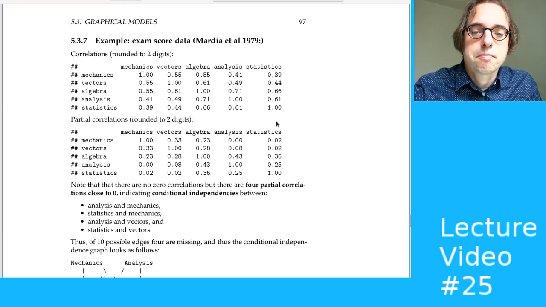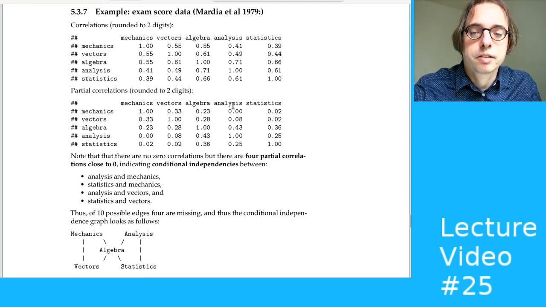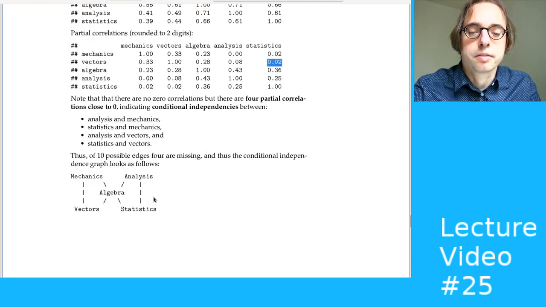There's not much to see here, in effect. But when you look at the partial correlation, so you take the inverse of the correlation matrix and then you standardize it, you get this thing here. You get some areas where you have almost no correlation, either zero or almost none. In total there are 4 of those that are small. There are actually some statistical tests to do this, but you can see that analysis and mechanics, statistics and mechanics, analysis and vectors, and statistics and vectors are conditionally independent.